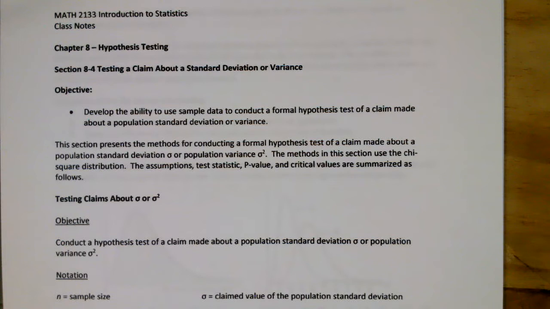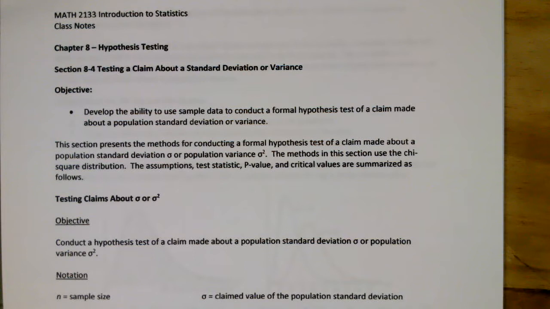Okay, in this video, we're going to talk about section 8.4, dealing with testing a claim about a standard deviation or variance. So already in chapter 8, we talked about some of the basics of hypothesis testing, and then we talked about how to test a claim about a population proportion and also testing a claim about a population mean. This time, we're going to look at how we can test a claim about a standard deviation or variance.